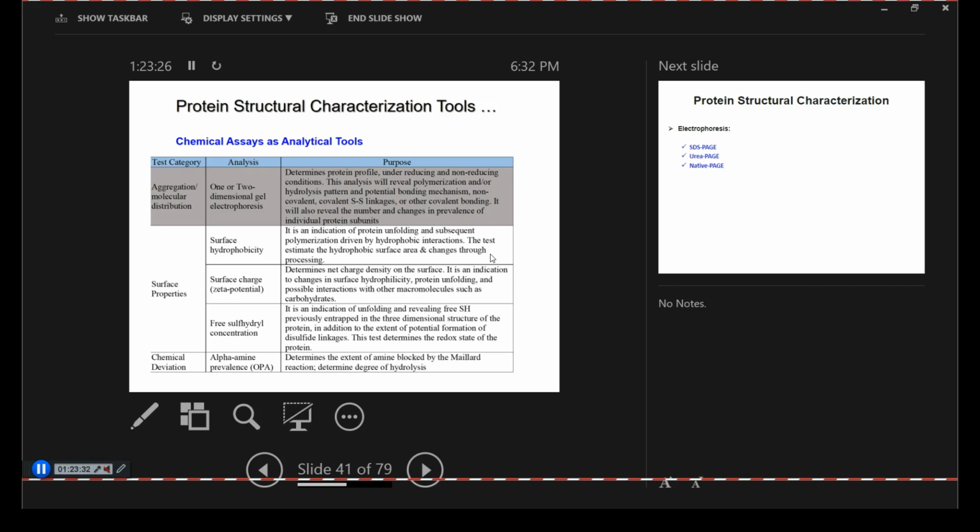Because if I run it without reducing agent, I will see large molecular weight polymer. When I add a reducing agent, it will break. If I see it break into two subunits, that means that we had disulfide linkages that caused the polymerization. So I can predict some sort of interaction that led to polymerization. I can also find out the different components that are present in my protein mixture.